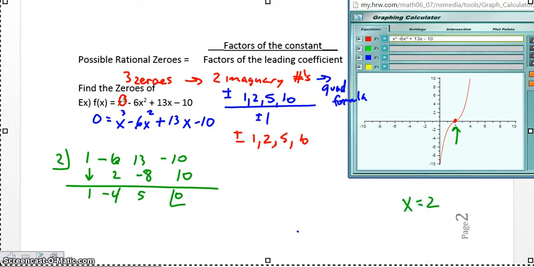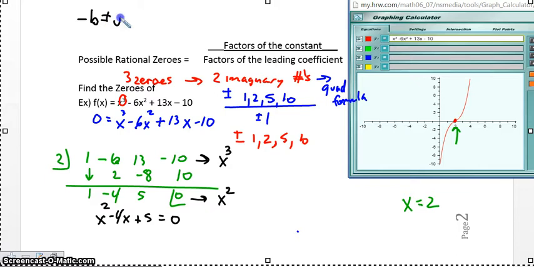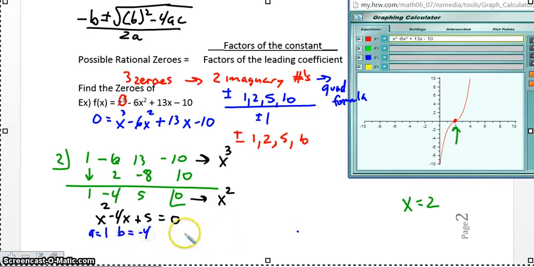And then, like I said, since this was a degree 3 polynomial, that means this answer is degree 2, and since I don't have any other choices that I can pull off of my graph, I want to try to factor this or use a quadratic formula. So since this is a degree 2 polynomial, and I can't come up with any factors that multiply to be 5 but add to be negative 4, I've got to use the quadratic formula. So negative b plus or minus the square root of b squared minus 4ac all over 2 times a. So in this problem, a is 1, b is negative 4, and c is 5.